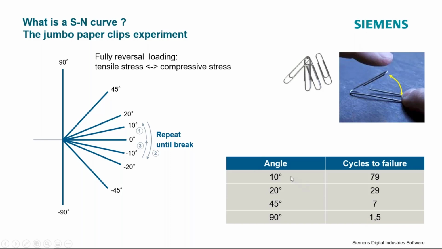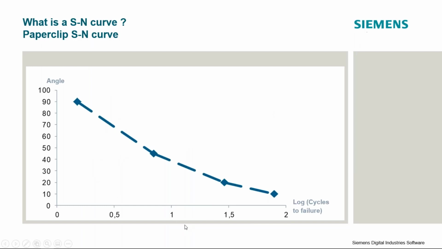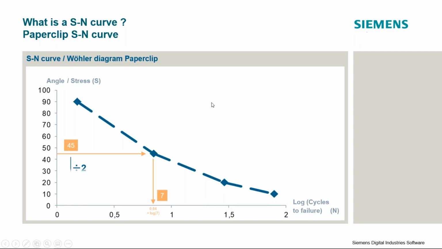We can plot this information, the angle versus the cycles to failure, where on the x-axis I have the cycles to failure, on the y-axis I have the angle, and I get an SN curve, or a Wöhler curve. This describes essentially the load level that my part can operate at until failure. So for a very high load level, I can only undergo a few cycles before failure. And as I decrease that load level, my paperclip can survive many more cycles before failure. And so typically we look at this on a log-log scale.